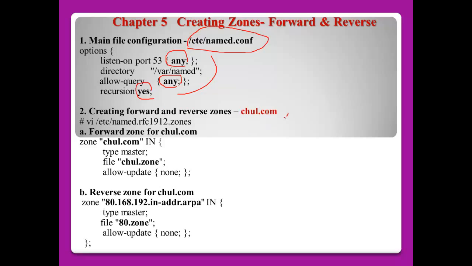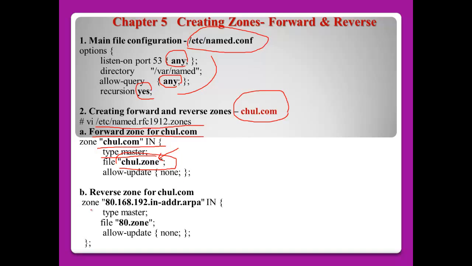In my case, the default domain is chol.com. So first, create the zones using this file, /etc/named.rfc1912.zones. First, the forward zone for this domain, in my case chol.com. The type will be master, and for the file name, in my case I decided like this, chol.zone. You can decide the file name as you want.